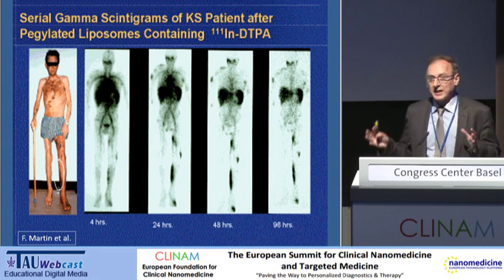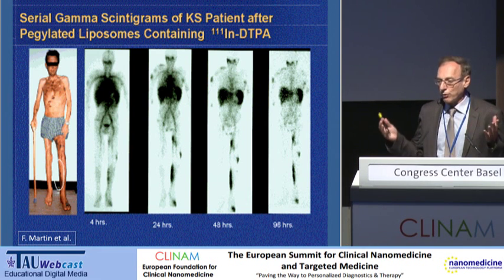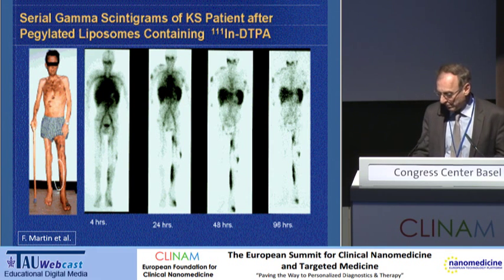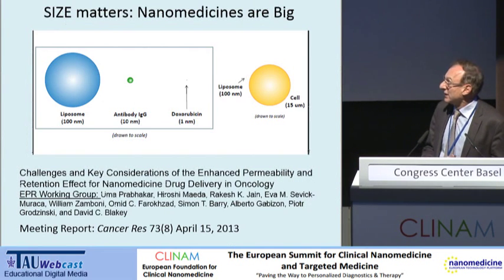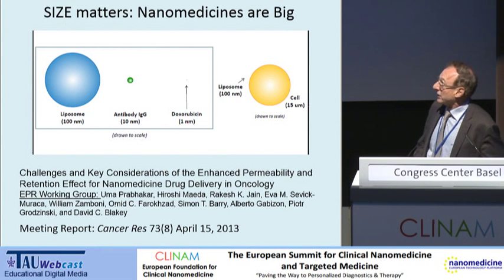Of course, KS, Kaposi sarcoma, is really the hallmark of the highly hypervascular tumor with high vascular permeability. And clearly, as you will see later, tumor intervariability is a major barrier in what we can achieve with nanomedicine.